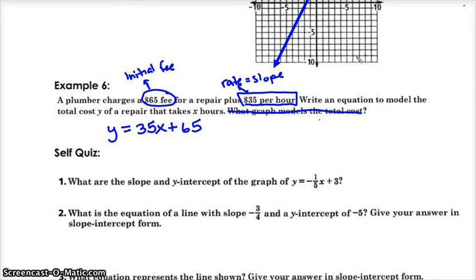All right, now it's your turn. Try the self-quiz and then check your answers.